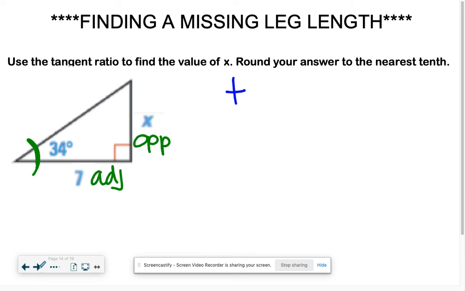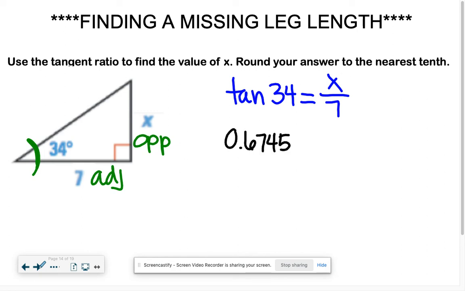So now we can write tangent of 34 equals x over 7. Yep, x over 7. Now do you guys remember what to do? Type in tangent 34. 0.6. I think that's what it is. Yep.